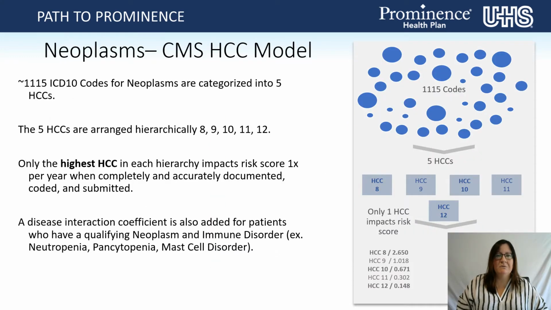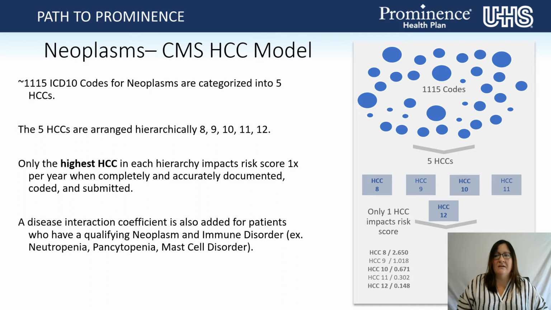Here's an overview of neoplasms with the CMS HCC risk adjustment model. There's over 1,000 ICD-10 diagnosis codes for neoplasms that are categorized into 5 HCC categories. The 5 HCCs are arranged hierarchically from 8, 9, 10, 11, and 12. Only the highest HCC in each hierarchy impacts the risk score one time per year when completely and accurately documented, coded, and submitted. A disease interaction coefficient is also added for patients who have a qualifying neoplasm and an immune disorder, such as neutropenia or pancytopenia.